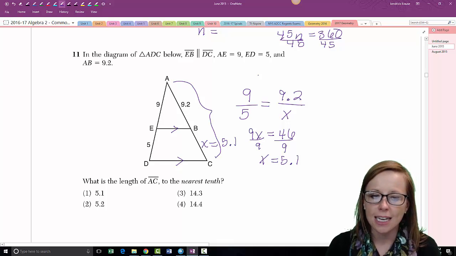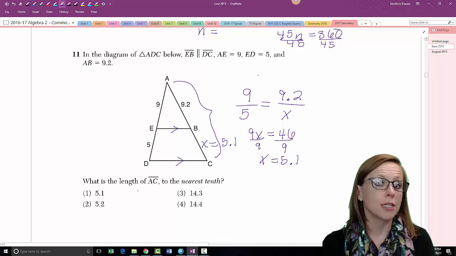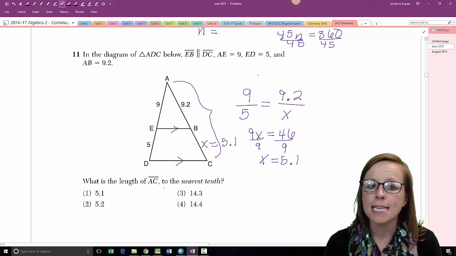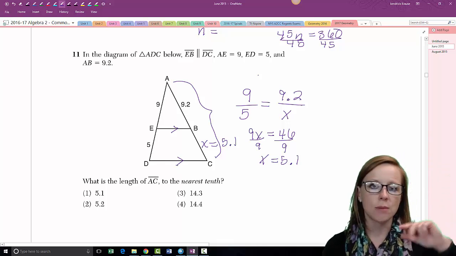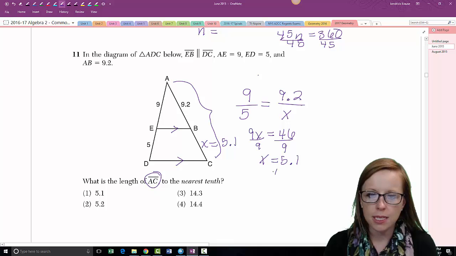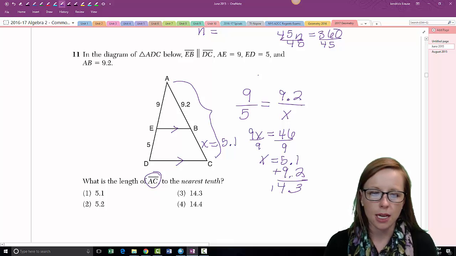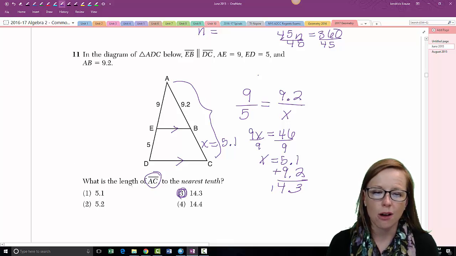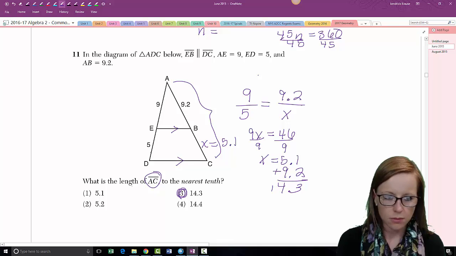So what is A to C? Notice that 5.1 is a choice. When you get x, that doesn't mean that's the answer. Look back at the question and make sure you've actually answered the question. We were finding AC. So 5.1 plus 9.2 is 14.3, which is choice 3. So I'm going to guess if you got that wrong, you picked choice 1.